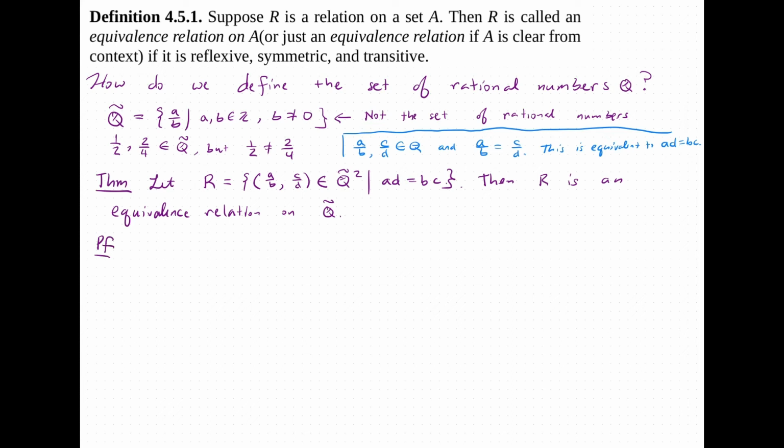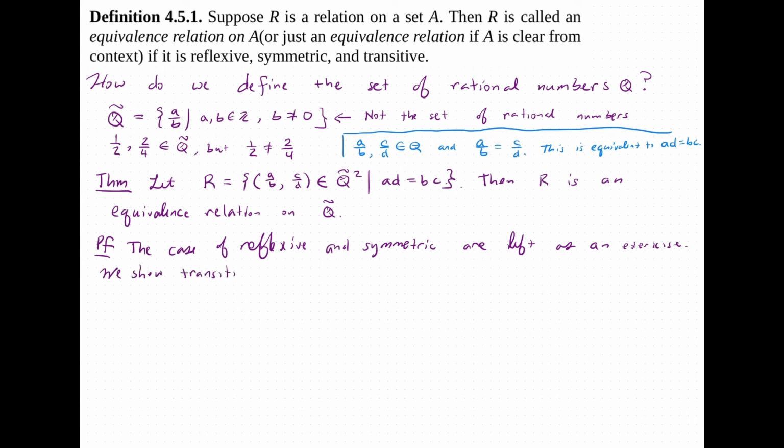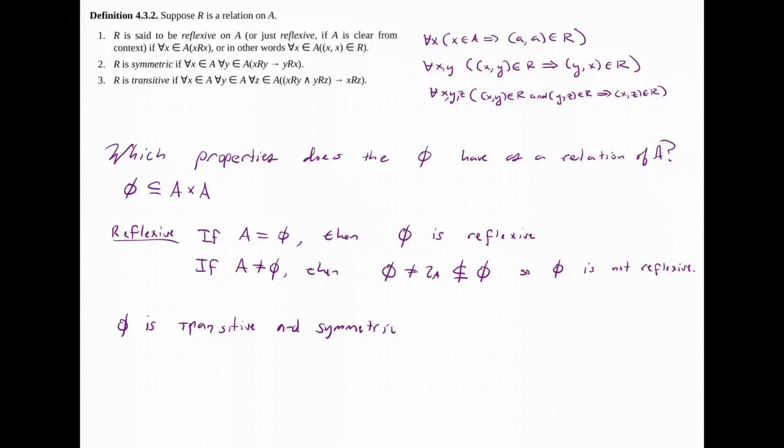I'm not going to do the whole proof. I'm going to leave reflexive and symmetric as an exercise. And what we are going to do is do transitivity. Well, for transitivity, we go back to the definition and recall that to prove that a relation is transitive, we want to choose, so it's for all x, y, z in that set, and so we want to choose arbitrary x, y in the relation and y, z in the relation, and then show that x, z is also in the relation. And so that's what we are going to do.